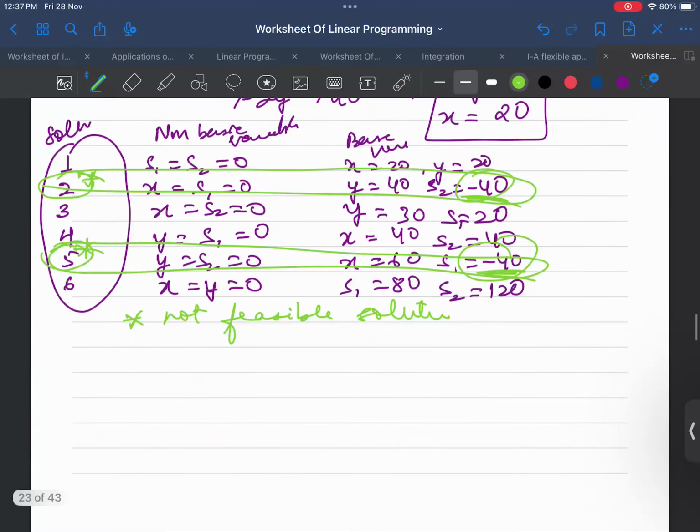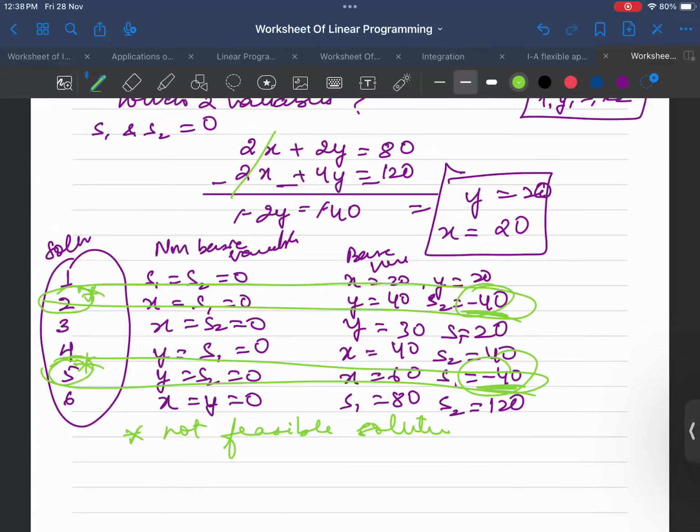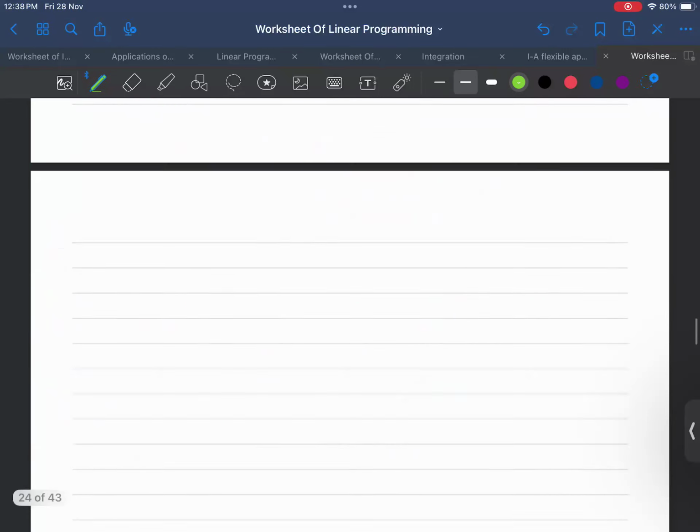However, we can say the other solutions 1, 3, 4, and 6 are the basic feasible solutions. 1, 3, 4, and 6 are basic feasible solutions. I think it's clear, but I've made one graph.